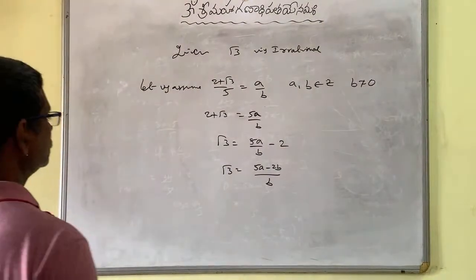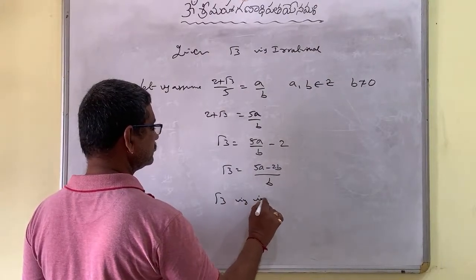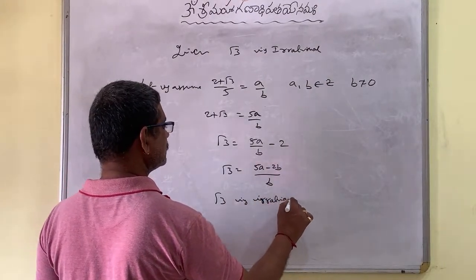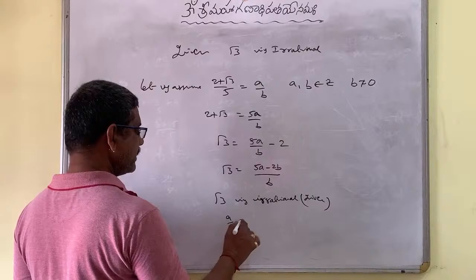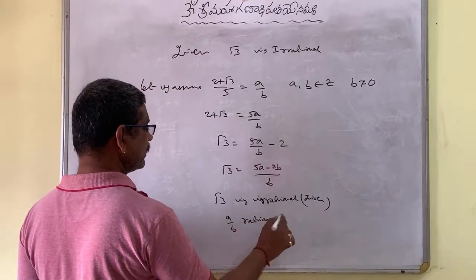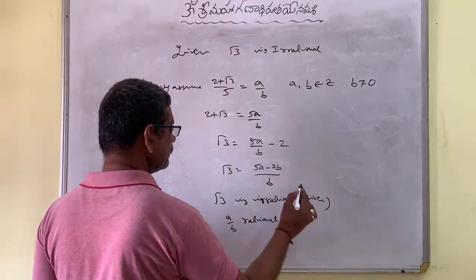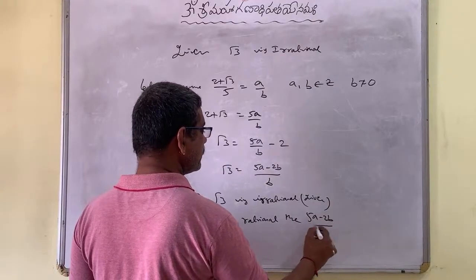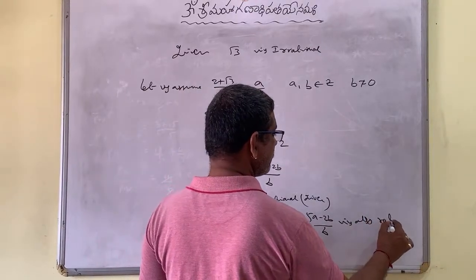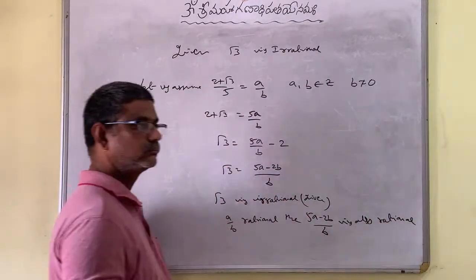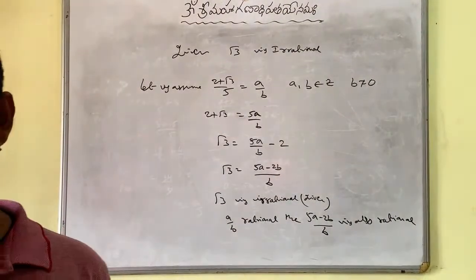Now, see here. Root 3 is irrational, given clearly. A by b is rational, is that right? We took it like that. Okay, then (5a minus 2b) by b is also rational. A by b is rational, na? Then (5a minus 2b) by b is also rational.